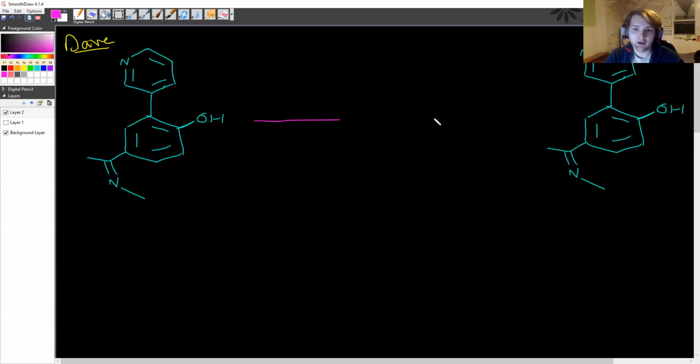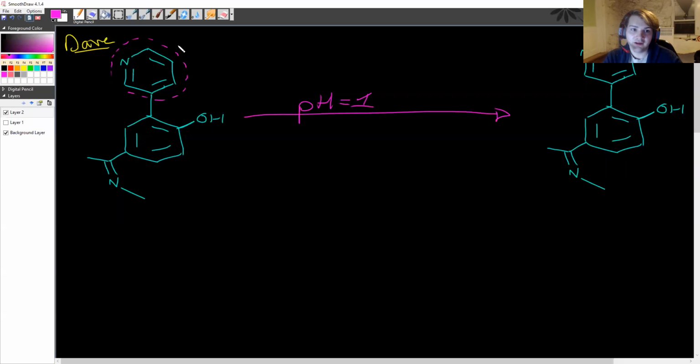All right, so we're talking about pH equals 1. Same thing: first steps first, identify the functional groups. So we have this, which is an aromatic amine, or it's also a pyridine. The aromatic amines have a pKa of 2. I believe these are basic functional groups. Someone's going to have to fact check me. Please, someone fact check me.